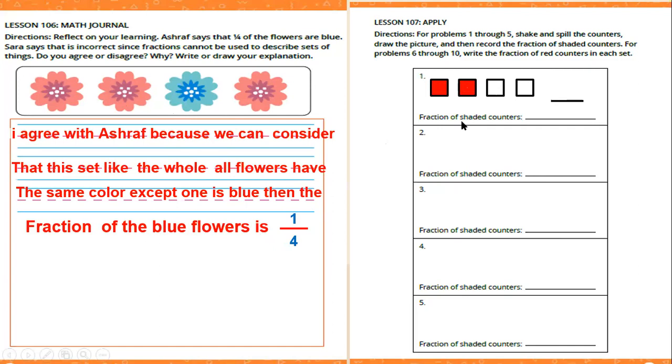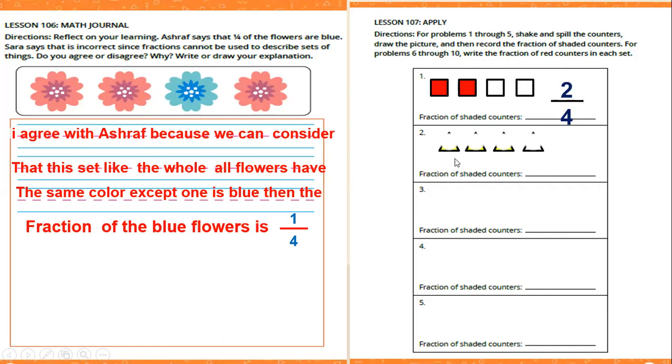Now lesson 107. How many shaded boards? We want to write the fractions. Bravo, excellent, Noor. And Rujaina, bravo, 2/4. Excellent. Because we have 2 colored boards out of 4.